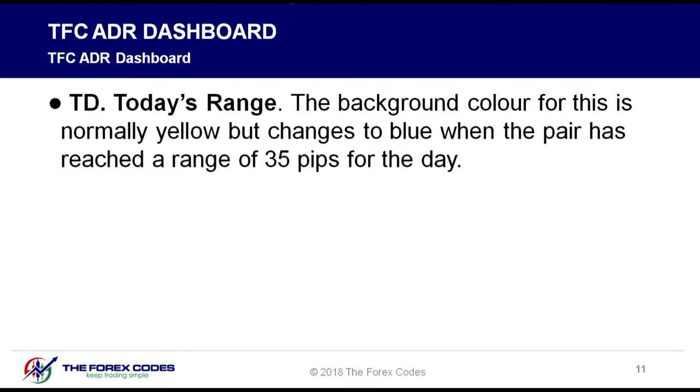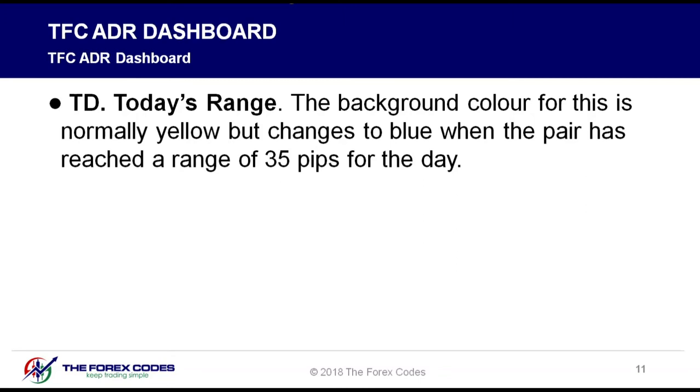So I'm going to reiterate, because this is important. TD, today's range. Now the background colour for this is normally yellow, but changes to blue when the pair has reached a range of 35. Certainly for the pound dollar, euro dollar and others, I like the higher volatility ones. I like to see at least a range of 35 before I start trading.